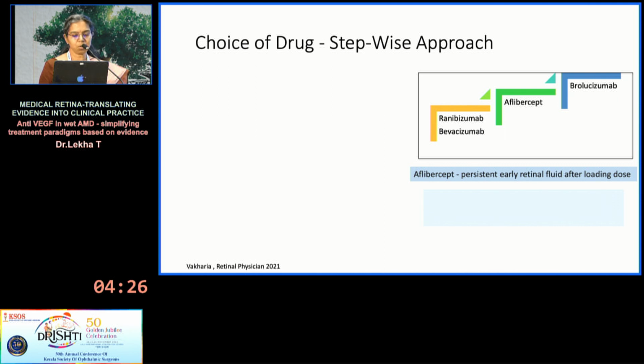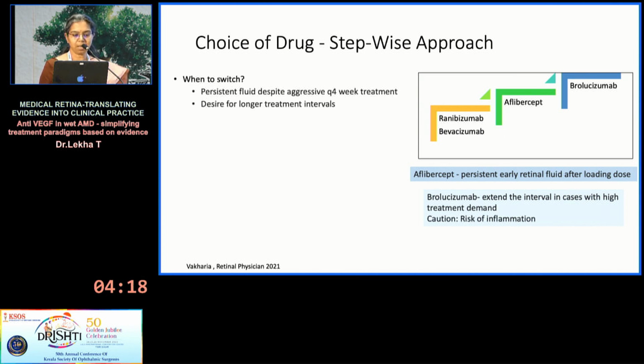Aflibercept is especially useful when, after the loading dose, the fluid is still persisting, and in those recalcitrant cases, the other option we have now is brolucizumab. So when do you change the drug? It is when you see that the fluid is persisting even after the first 4 aggressive treatments, or when you want to increase the interval, you can go for these newer drugs.